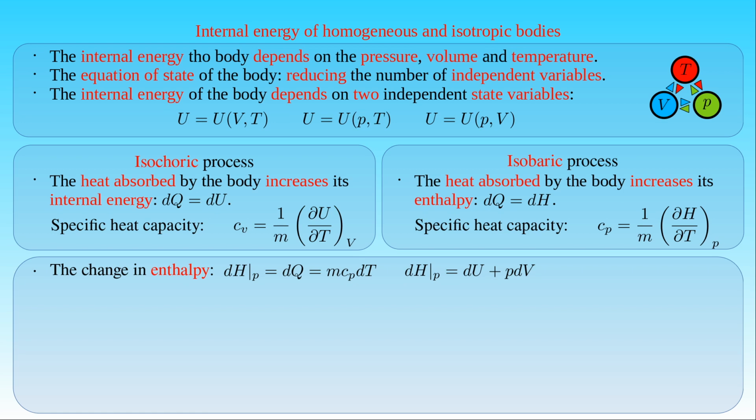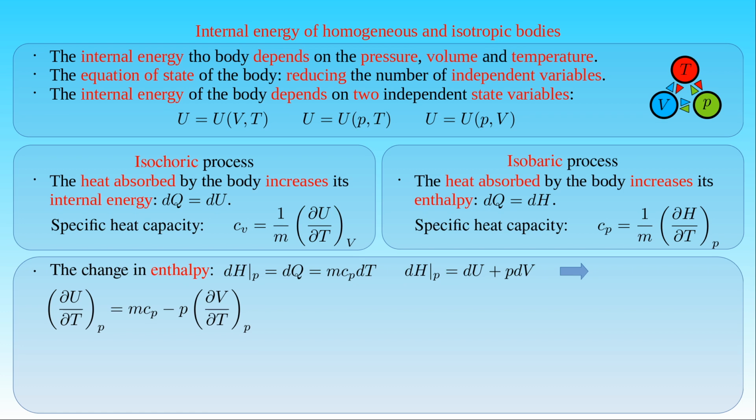If we combine these two equations, then we obtain an expression stating that the partial derivative of the internal energy U of the body with respect to its absolute temperature T for a constant pressure is equal to the mass of the body, times its specific heat capacity Cp for constant pressure, minus the pressure P times the derivative of the volume V of the body with respect to the absolute temperature T for a constant pressure.